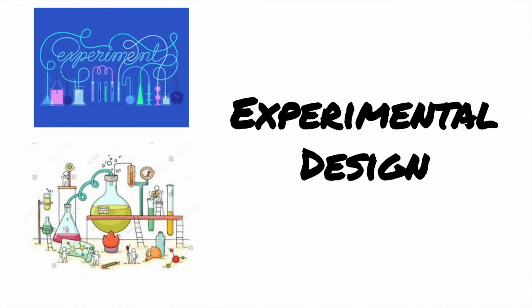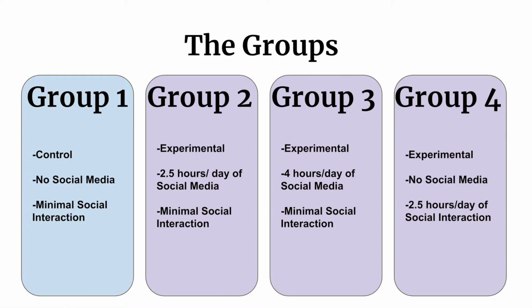The research will be conducted using an experimental design in order to draw causal claims from the data. There will be 4 groups, each with 30 participants. The first is a control group who will be asked not to use social media at all and have little interactions with other people. The second group will use social media for 2.5 hours a day, which is the average amount of time people spend on social media.